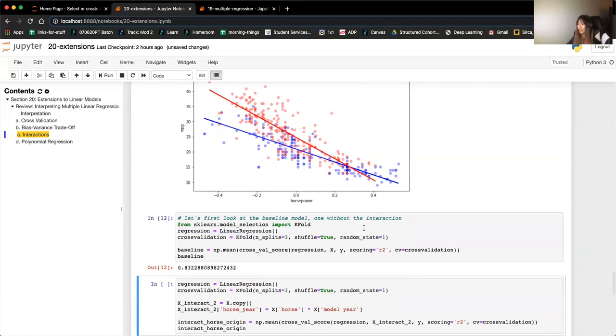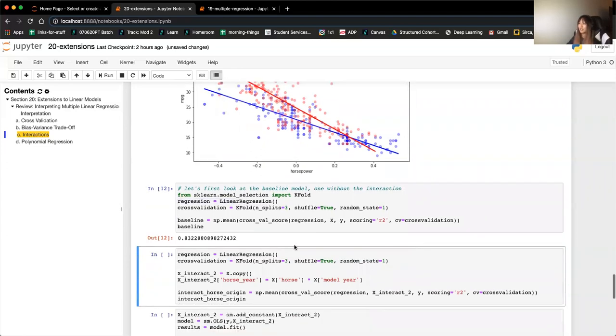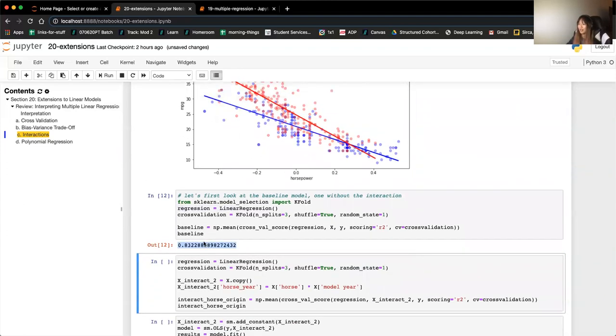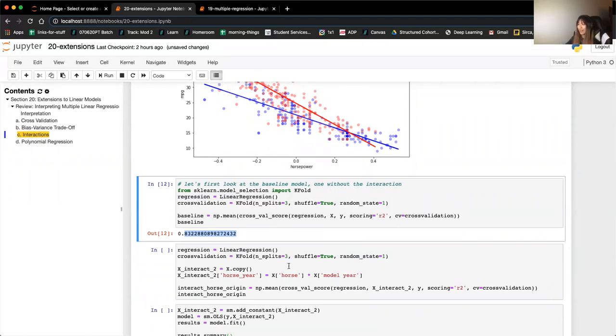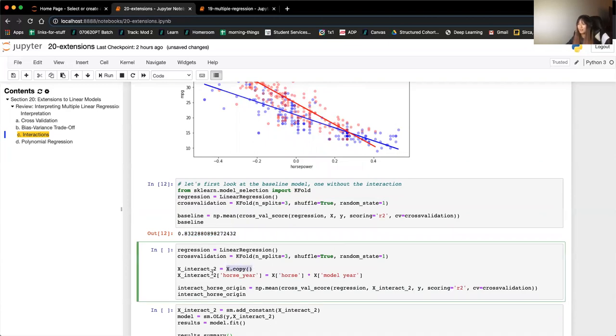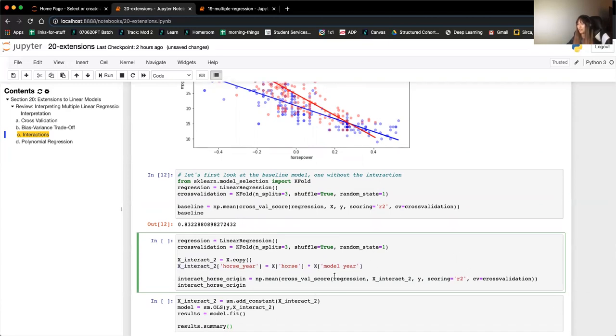Let's take a look at what this baseline model gives us. This baseline model gives us an R squared of 0.832. Not too bad. What we're going to do now is add a new variable. So what I did here: make a copy of X and call it the interact one. Then we're going to make a new variable that is literally horsepower multiplied by model year. And we're going to run that regression again, same cross-validation score.